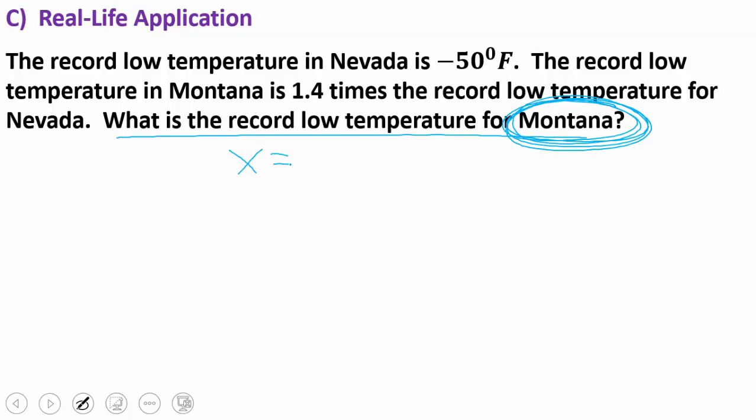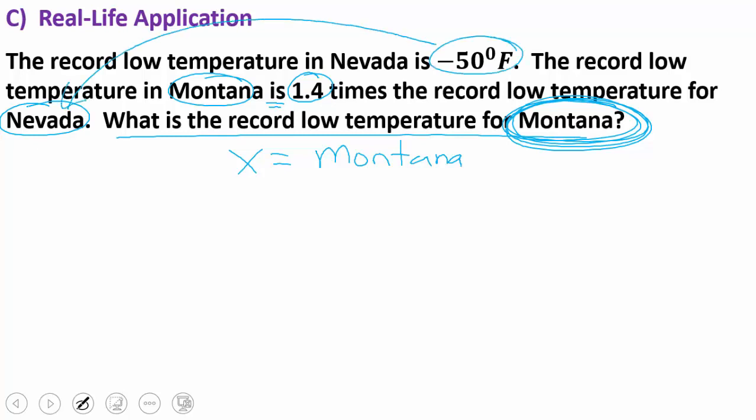So I'm going to use my variable x again, and that's the Montana temperature. Montana. All right? And I'm going to read it again so I can get my sentence going. Nevada is negative 50. The record low temperature for Montana is, so Montana is, there's my equal sign, 1.4 times the temperature for Nevada. Well, we know Nevada is negative 50. Bam, so I can substitute that in.